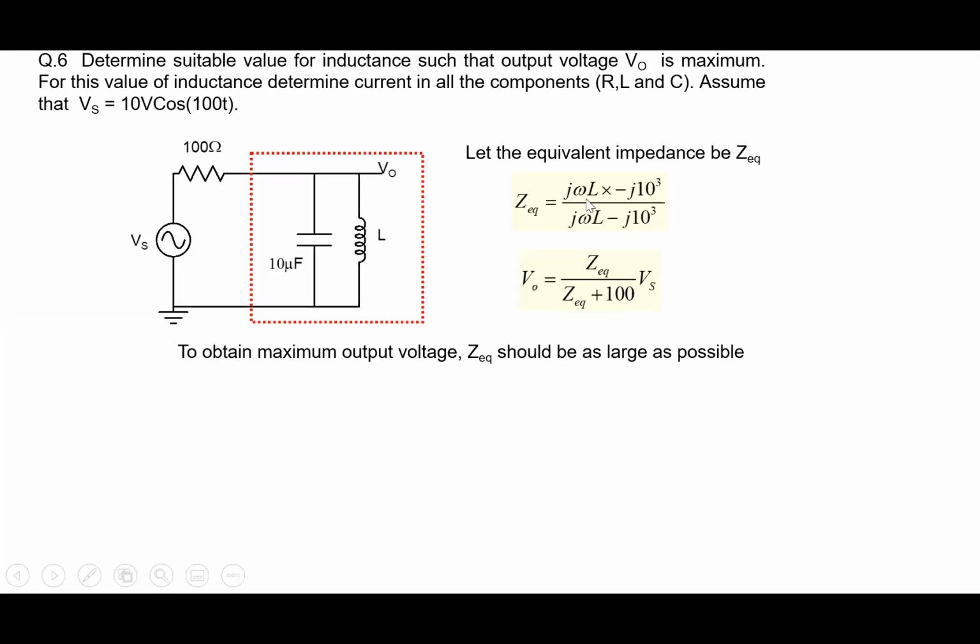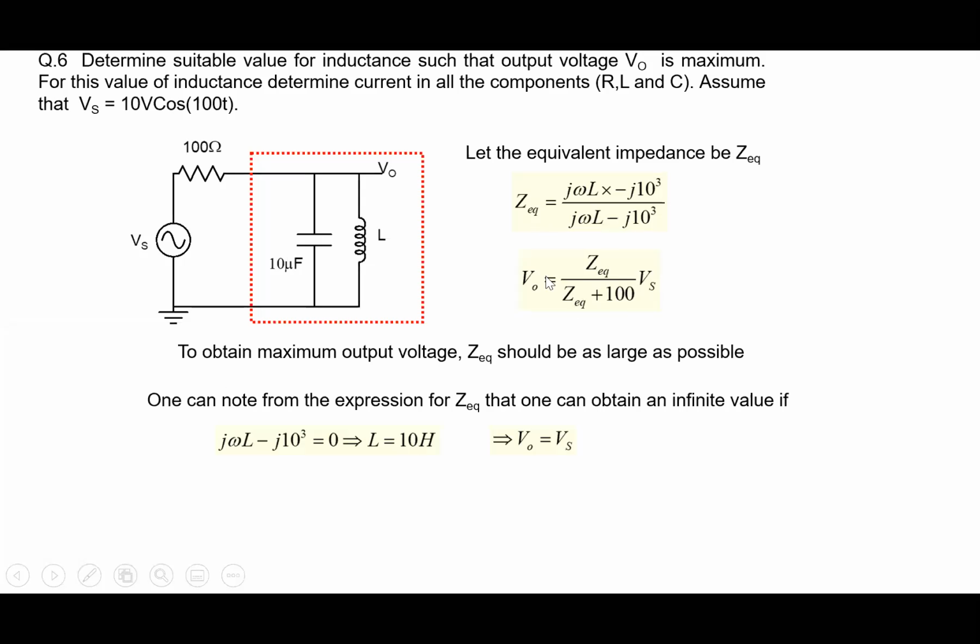And one can see that Z equivalent, we can actually get infinity. We can do a cancellation if we choose L properly. C is given, so if we choose L properly, we'll get a cancellation here. We'll get an infinite value of Z equivalent. And so L equal to 10 Henry will give that. And then V0 is practically equal to Vs. This part of the circuit acts like an open circuit.